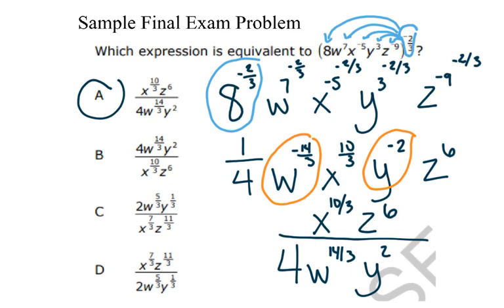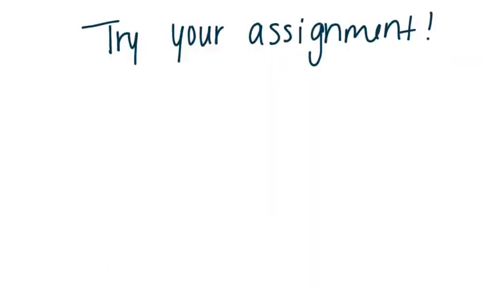Now, if you wanted to save time and not do all of that, as soon as you got this right here and you got 1/4, A is the only one that has a 1 on top and a 4 on the bottom, so you actually could have stopped right there because it's a multiple choice. So that's a little test strategy just to save you some time and brain function.